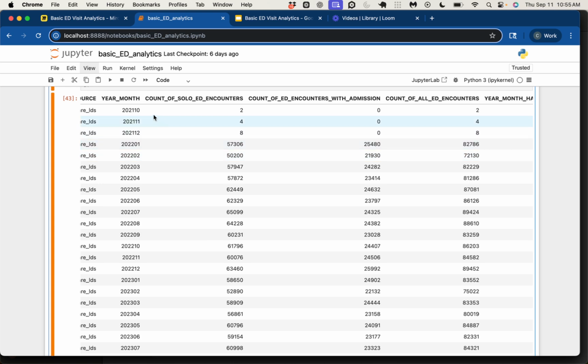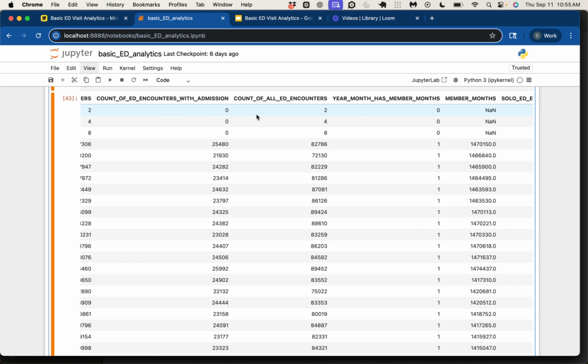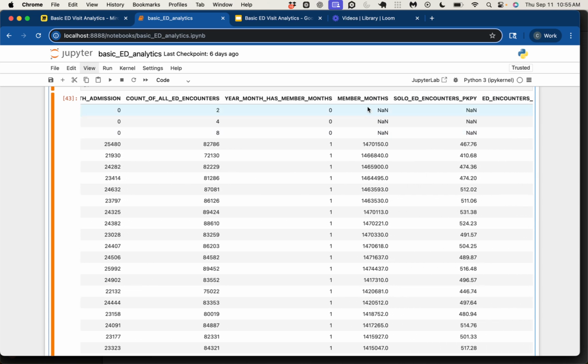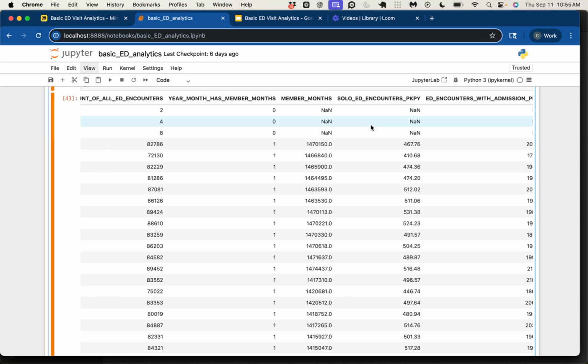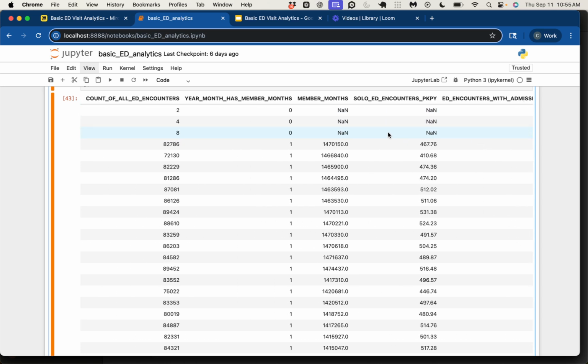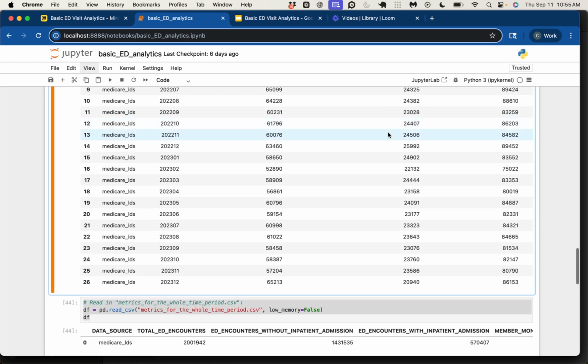There were a few encounters at the end of 2021, but because there are no member months, there's no eligibility in those dates, we don't calculate the PKPY metrics. So we can see the trend here.